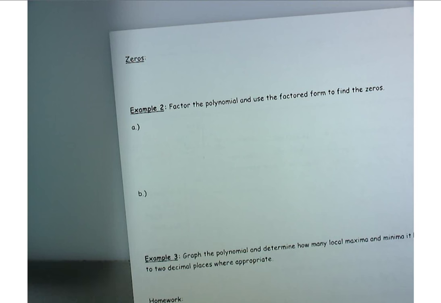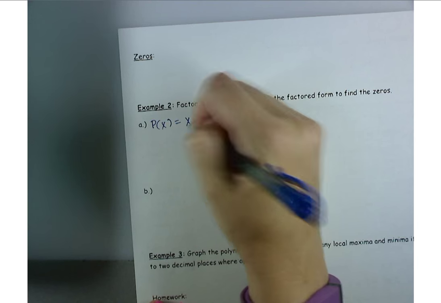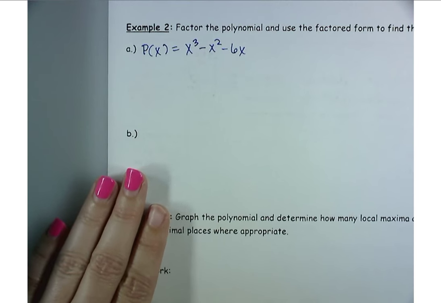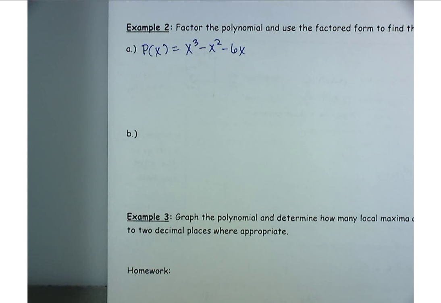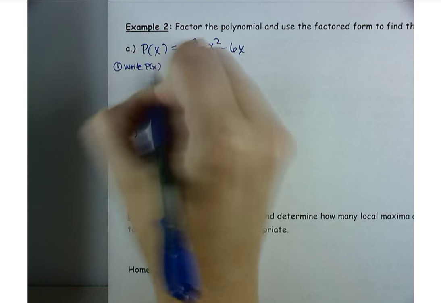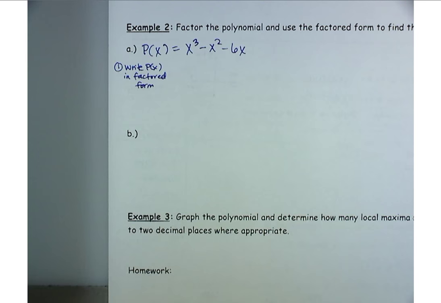Alright, so for part A, I'm going to give you your polynomial. So P of x, that's going to be x cubed minus x squared minus 6x. Alright, so the first thing we're going to do is we're going to write P of x in factored form. Okay, so let's do our first step.